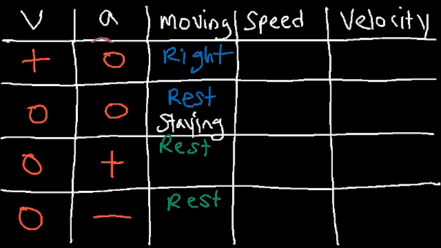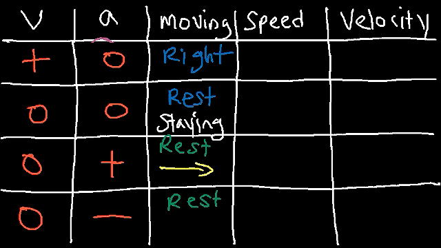Now, what about if the velocity is zero and the acceleration is positive? It can mean one of two things. The object is temporarily at rest and it's about to move. Now, if it's accelerating from rest, it's going to move to the right. Or, if it was previously moving to the left, it's changing direction as it moves to the right. So I'm going to put an arrow, meaning that it's about to move to the right.